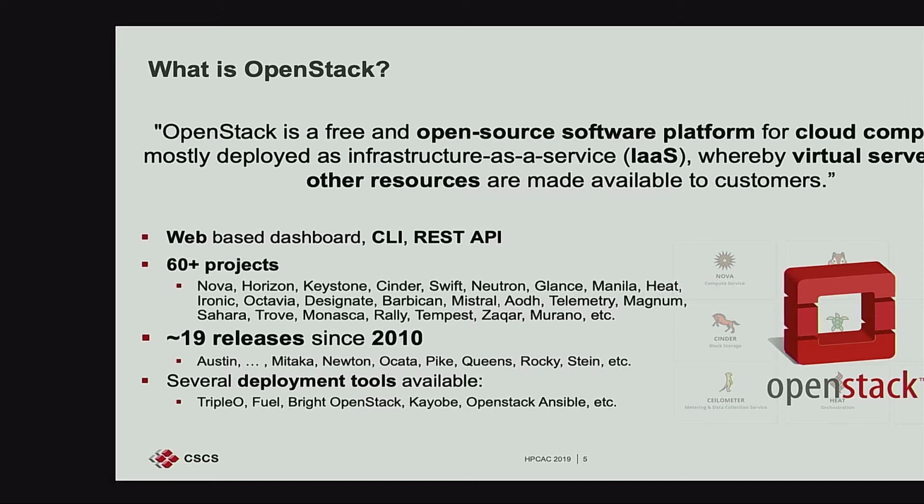OpenStack as a project started in 2010, and there's been since then about 19 releases. Every time there is a new release, they give it a name. Usually they are named in alphabetical order, and they get the name from a city in the country where they did the last OpenStack summit. The current one we are running at CSCS is Queens. And the latest one, which will be available in a few days, is Stein, which will be presented in a few days at the next Open Infrastructure Summit.